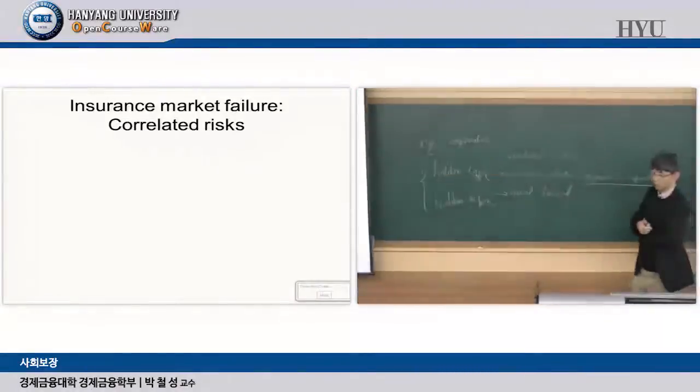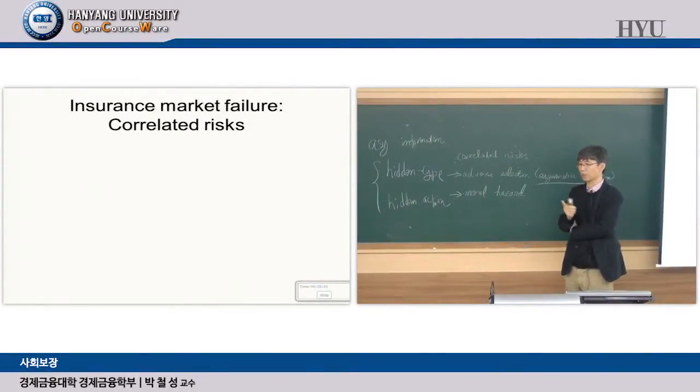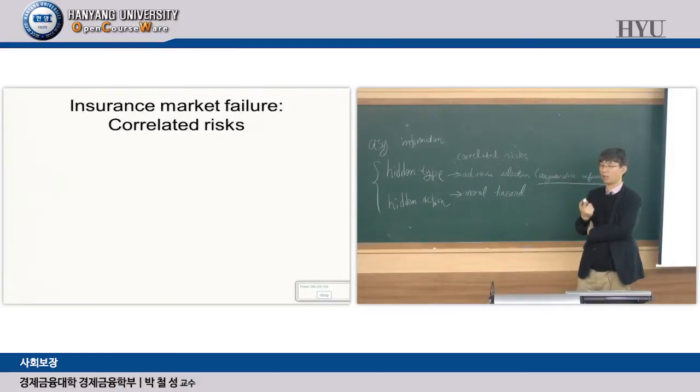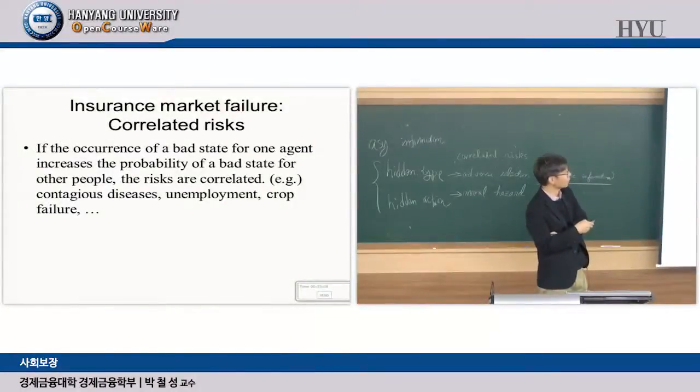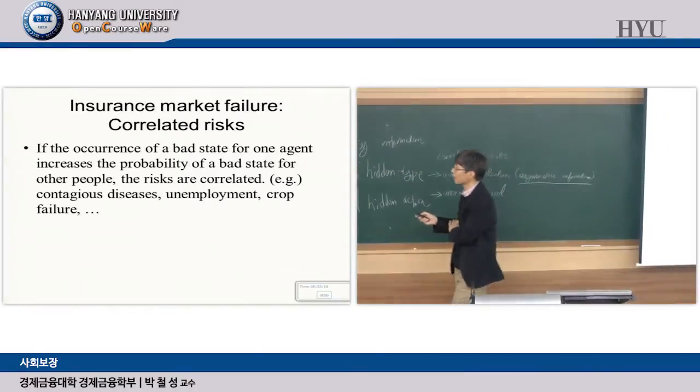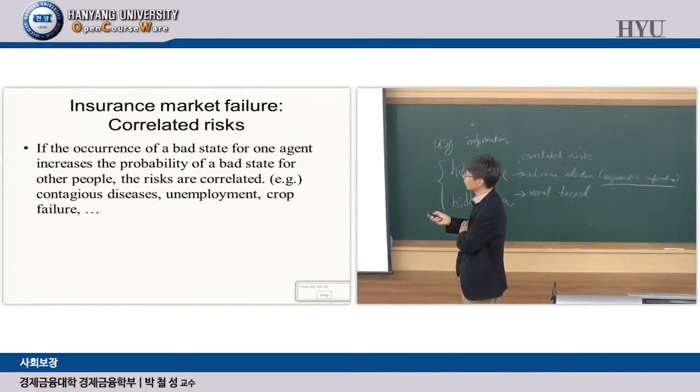Now, the second one, correlated risk. This comes up a lot in homeowners insurance policies. Why don't they cover loss by war, by flood, by certain types of natural disasters? It's not covered because the risks are correlated. Basically, if the occurrence of a bad state for one agent increases the probability of a bad state for other people. If there's a war and your home is destroyed, then everybody else's home is likely to be destroyed. We call these correlated risks, for example, contagious disease and war.